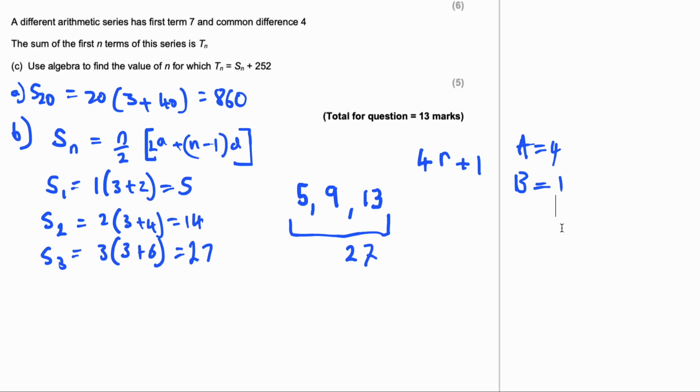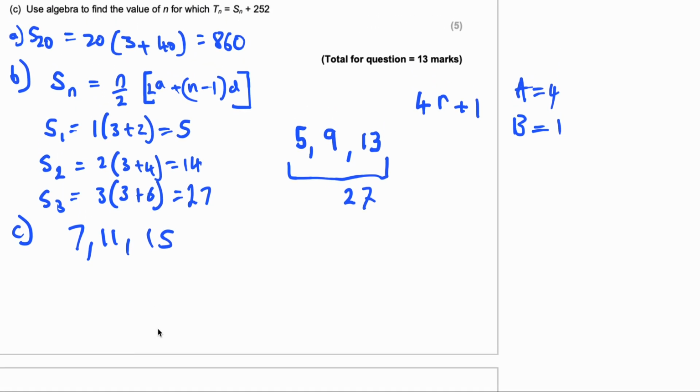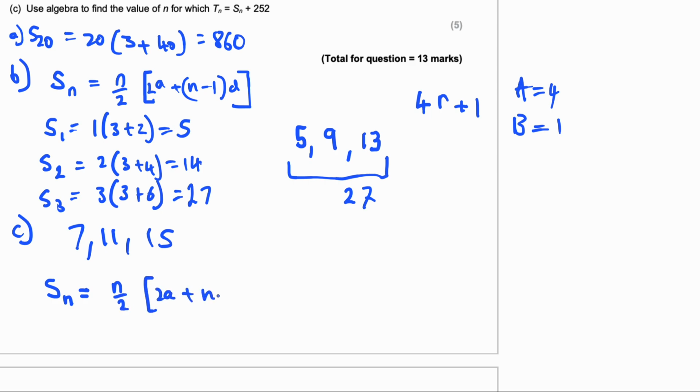A different arithmetic series has first term 7 and difference 4. The sum of the first n terms is Tn. Okay, so this one's a little bit tricky. So first let's find an expression for the sum of the first n terms. So that's going to be n over 2 times 2a plus n minus 1 times d.